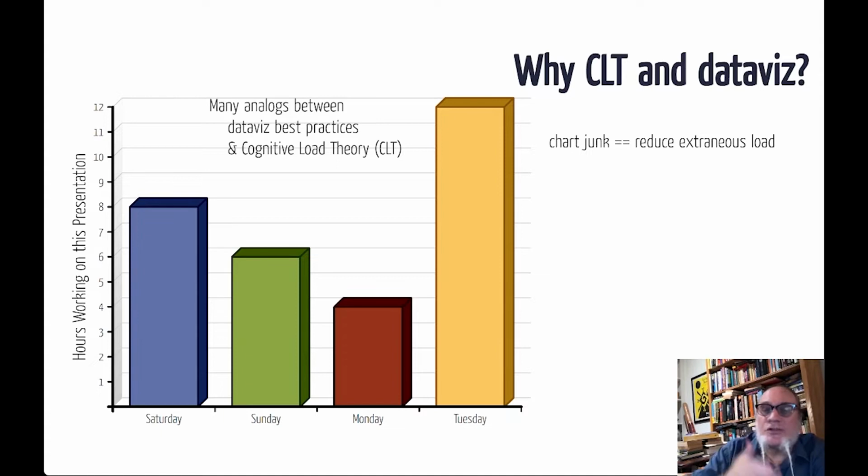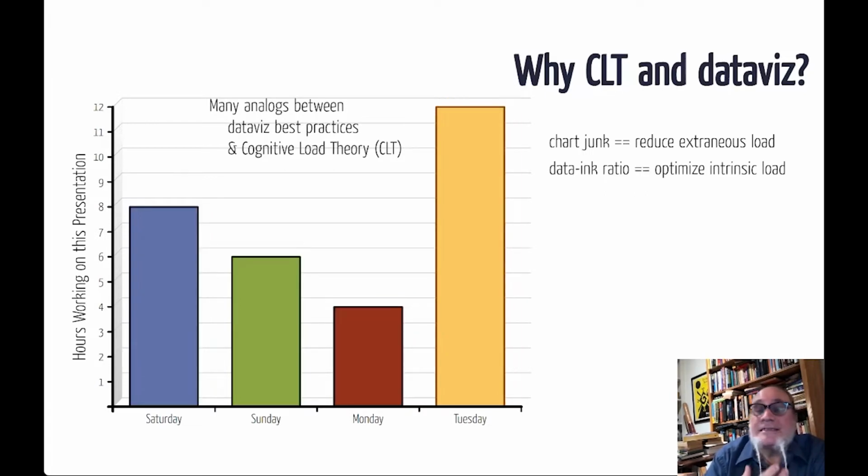Tufte talked about chart junk. What is chart junk? Chart junk is the kind of extra bits that we put on data visualizations to make them meet a certain aesthetic. Like for example, these 3D bars that were popular in the 1980s, and I've seen them still used. That's chart junk. And in CLT terms, removing that is about reducing the extraneous load. I'll get to extraneous load in a bit.